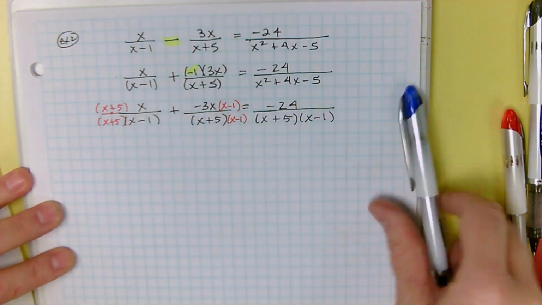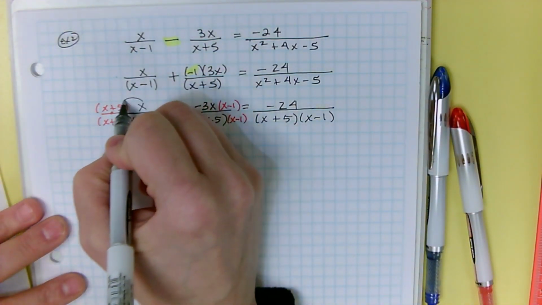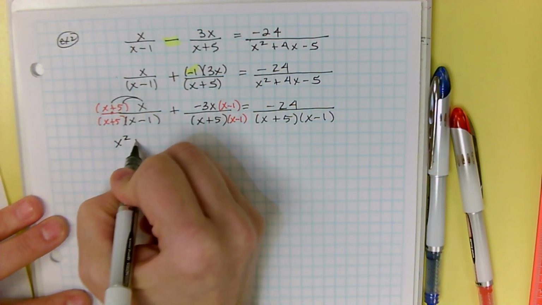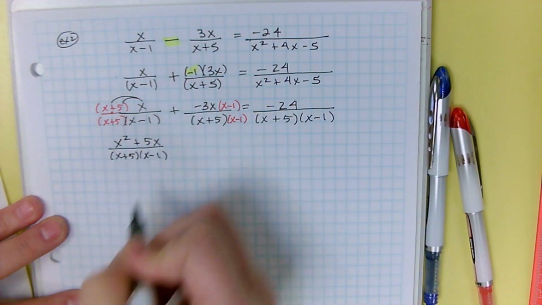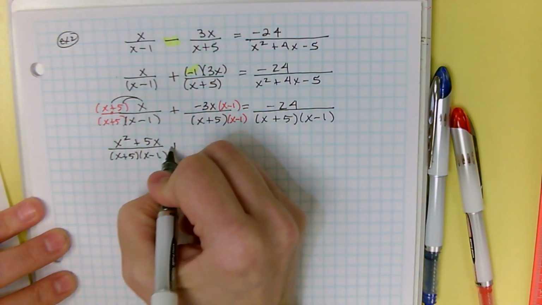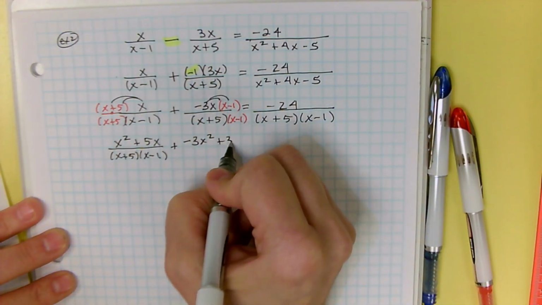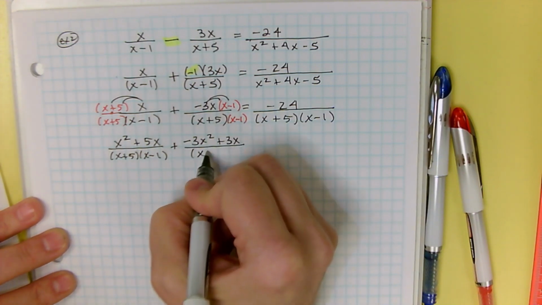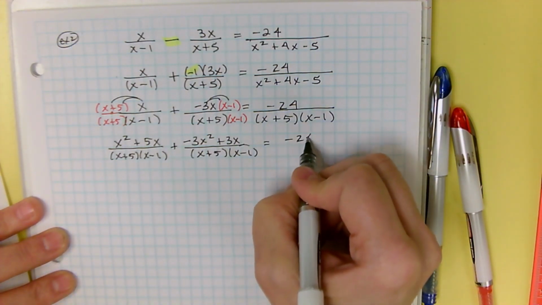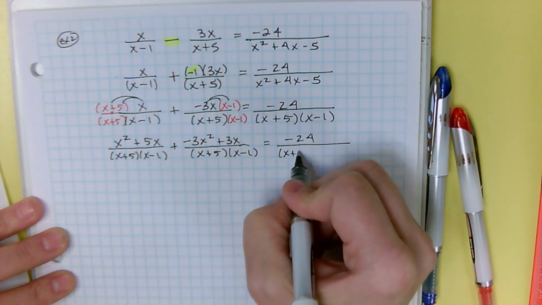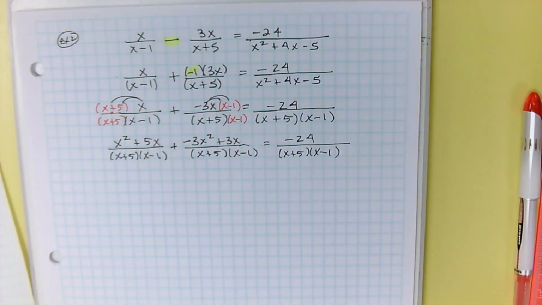So what have we got? And we're going to be multiplying the tops out anyway, so I'm going to backwards distribute the x. So x squared plus 5x over the denominator x plus 5, x minus 1. Keep it factored. Plus, I'm going to distribute the negative 3x. So negative 3x squared plus 3x over x plus 5, x minus 1. And the last one, it's negative 24. This one's already simplified, so I'm just going to recopy it. And we now have a common denominator.